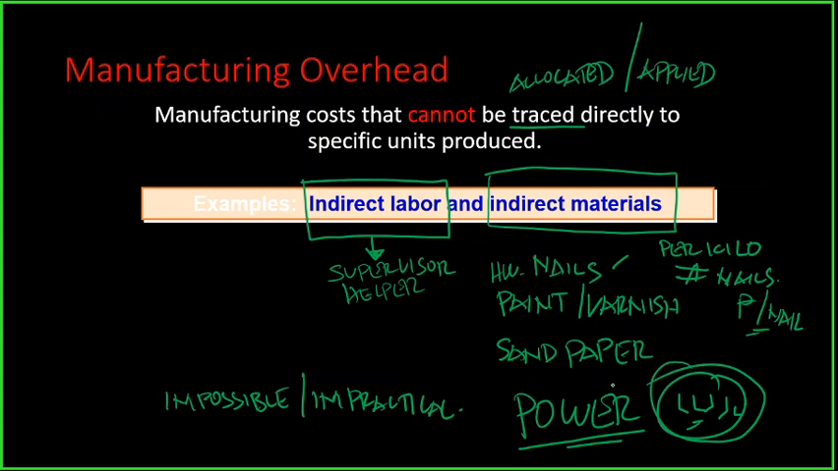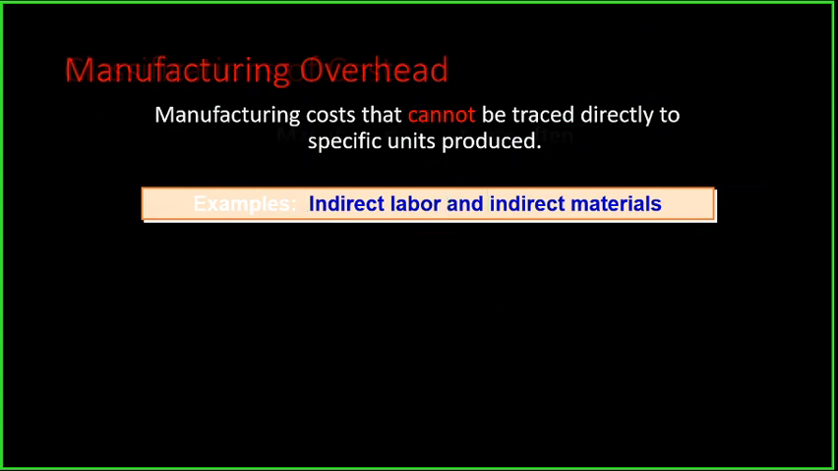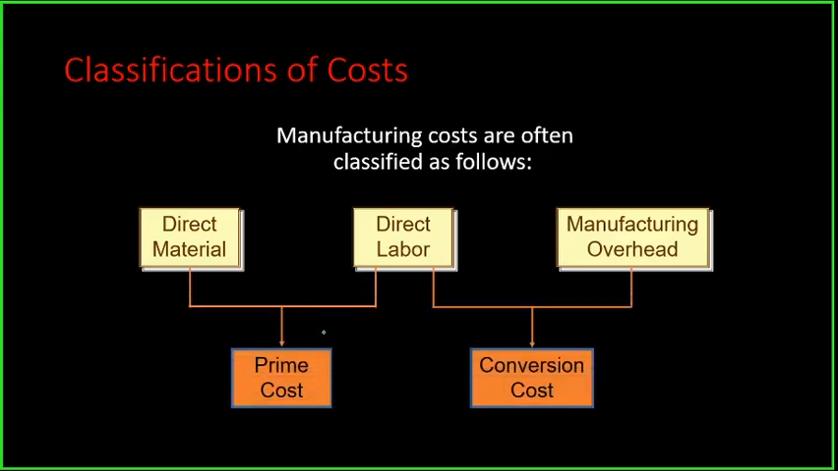Okay, so those are now your different manufacturing costs. What are they? You have your direct materials, direct labor, and manufacturing overhead. Now, if you put these two together, you have your prime cost. Why prime? Not because they are direct costs or traceable, but because they are the most important costs in manufacturing. In the absence of one cost, you cannot come up with your product.